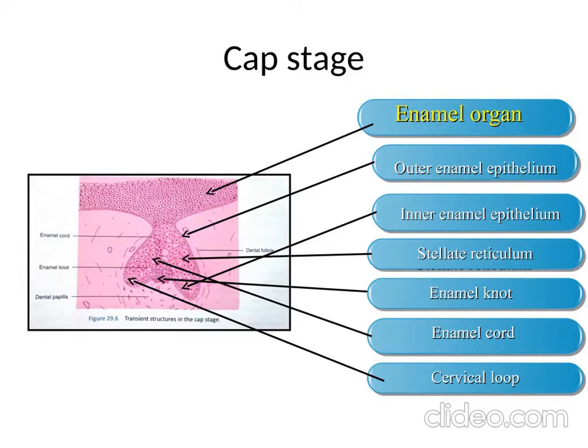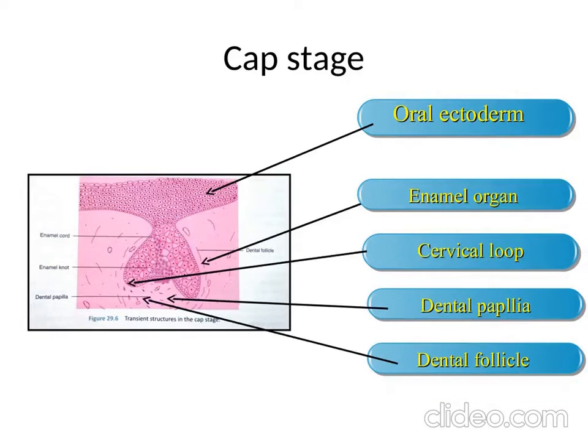As the enamel knot proliferates, the connection between the inner and outer enamel epithelium from the enamel knot is called the enamel cord, and the cervical loop. Cervical loop is a point where the outer and inner enamel epithelium meet. Usually this is very sharp. Thus, the cap stage has an enamel organ and its components.